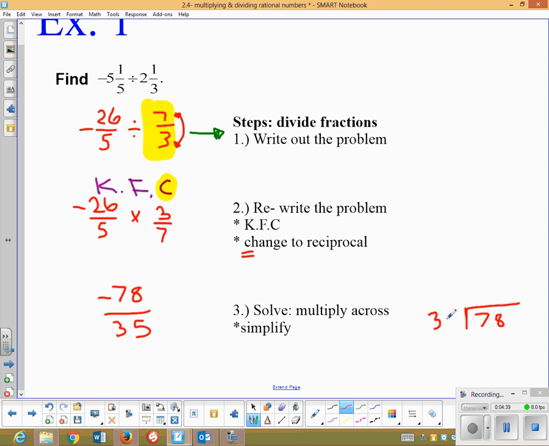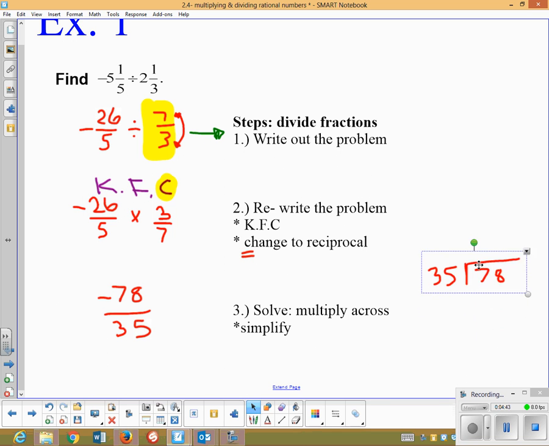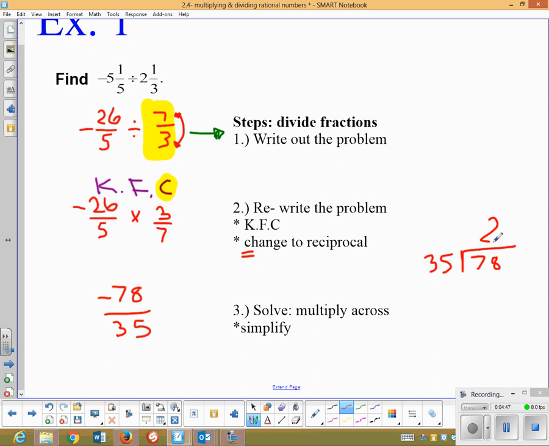So 35 goes into 78 about 2 times. So I'm going to go ahead and put 2 on top. And then that's going to be 70. And then we have a remainder of 8. So that's going to be 8 on top here and the 35 at the bottom. So our answer is 8 over 35.